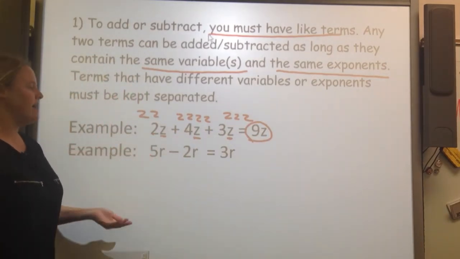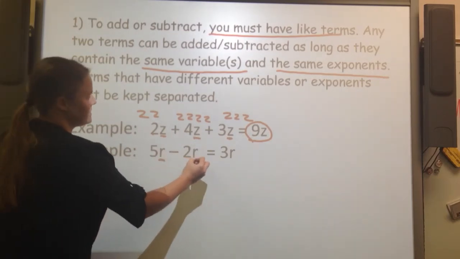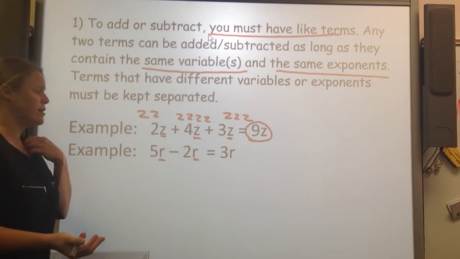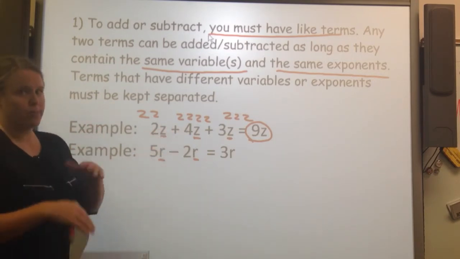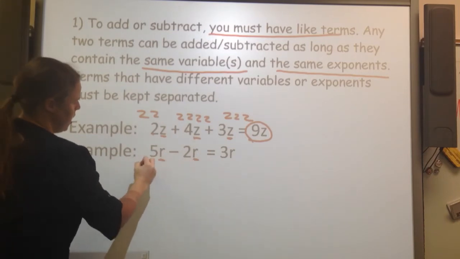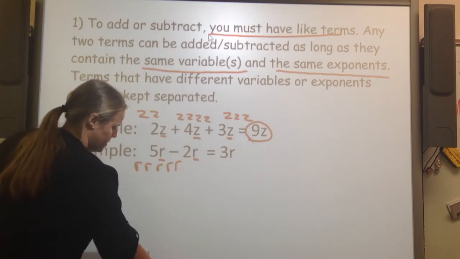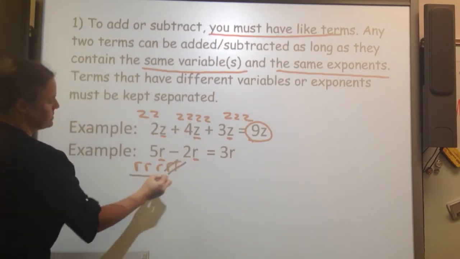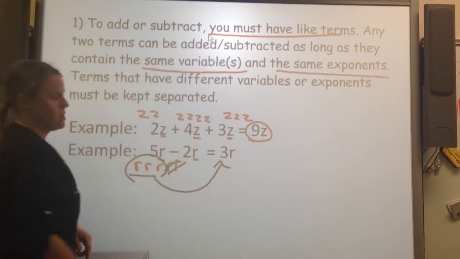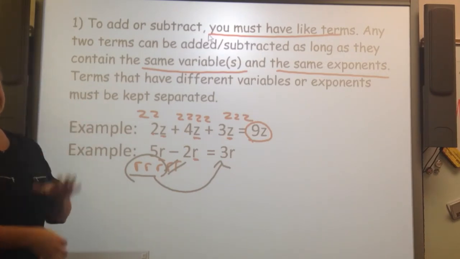This one is 5r minus 2r. Well, I can do this, again, because I have the same variable and the same power. They're both powers of 1. So 5r minus 2r: r's, take away 2 of them, leaves me with 3 r's. So again, same variable, same power.